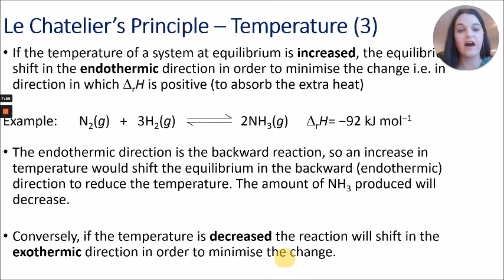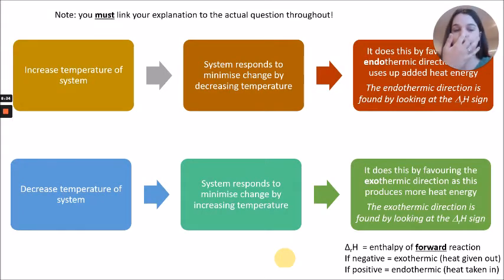On the other hand, if the temperature was decreased, so I cooled it down, maybe I put this in a bath of ice, the reaction will shift in the exothermic direction because exothermic means heat given out. It will warm itself up in the surroundings. And in this case only, exothermic is forwards, and I know that because delta RH is negative, telling me that forwards is exothermic. So if I decrease the temperature, I'll favor exothermic to minimize the effects of that cooling by making more heat energy and giving it out. Heat exits, exothermic.